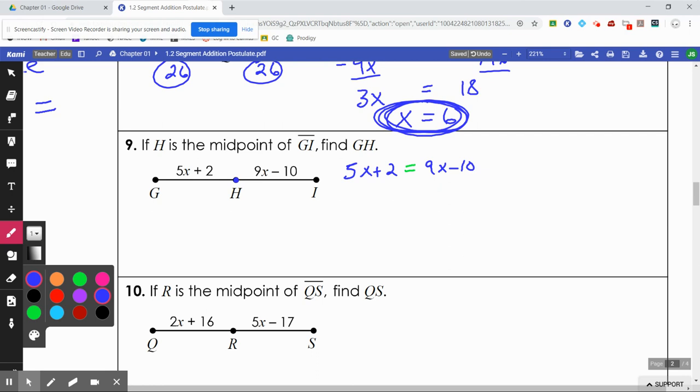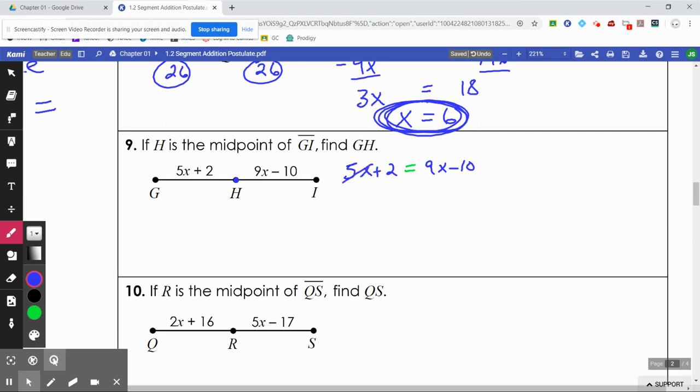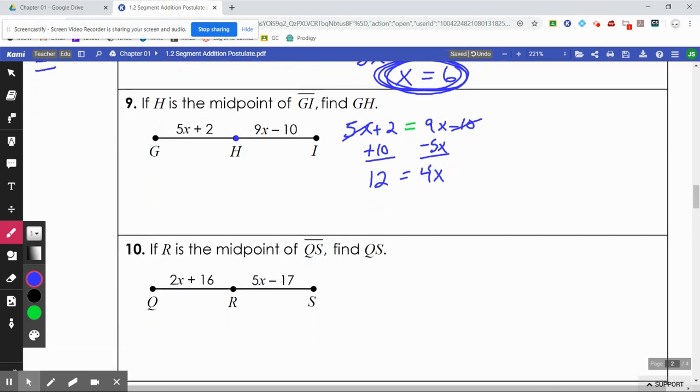Move your x's. It doesn't matter which one you move. I like to move it to where my x's are positive. So if you move minus the 5x by doing minus 5x, notice your x's will be positive. Then the minus 10 is going to have to come to this left side. 2 and 10 is 12. Bring down the equal sign. 9 minus 5 is 4x. Last step, to get rid of the 4, you're going to divide, and you'll get that x is 3 because 12 divided by 4 is 3.